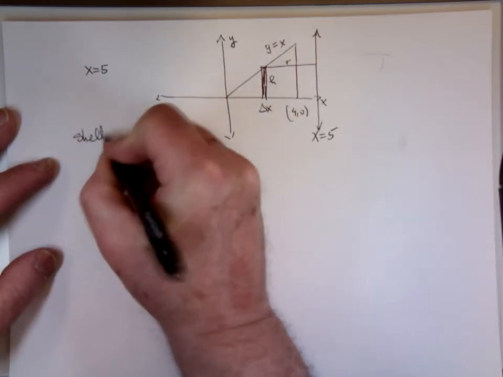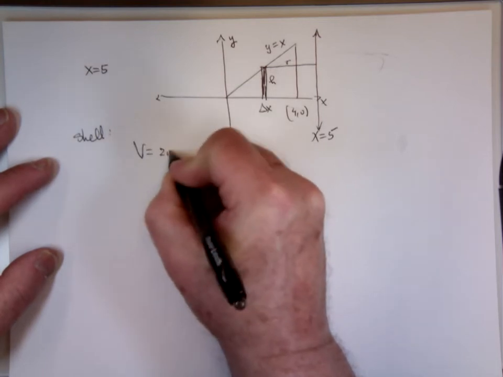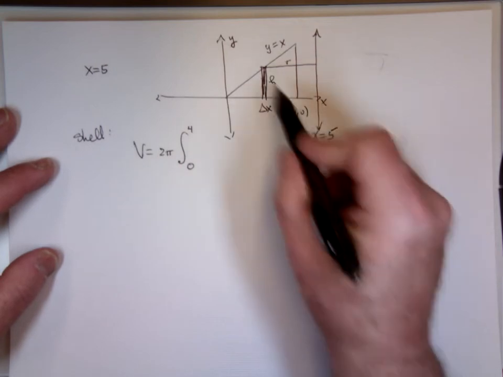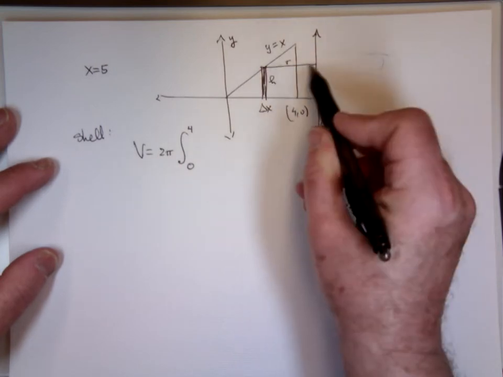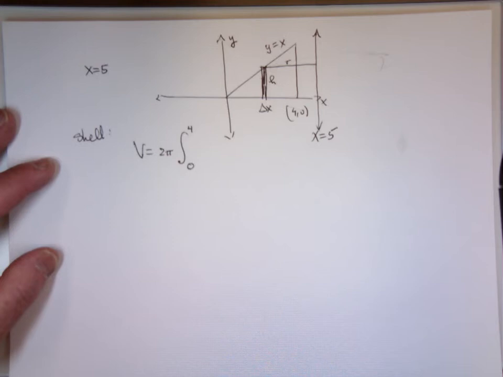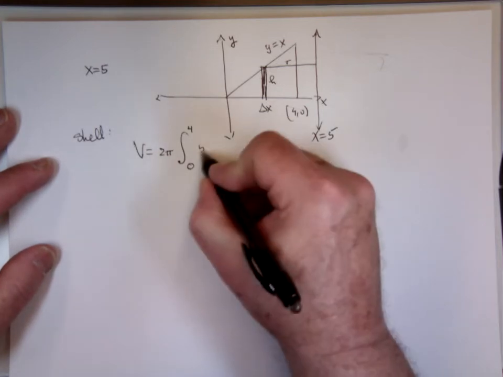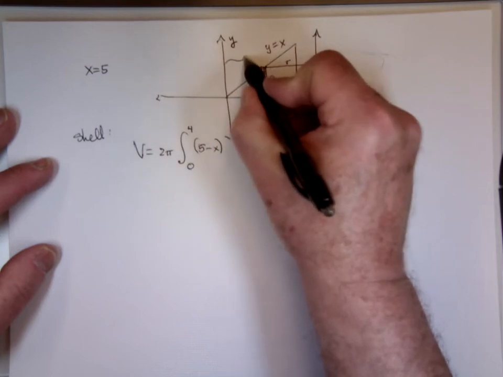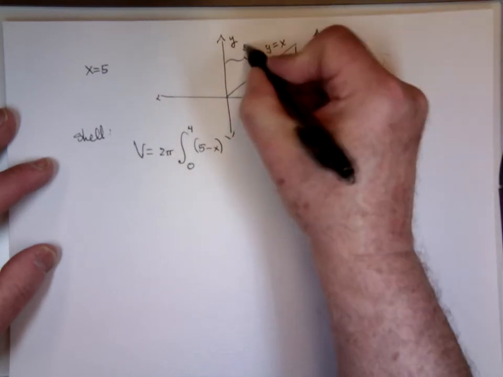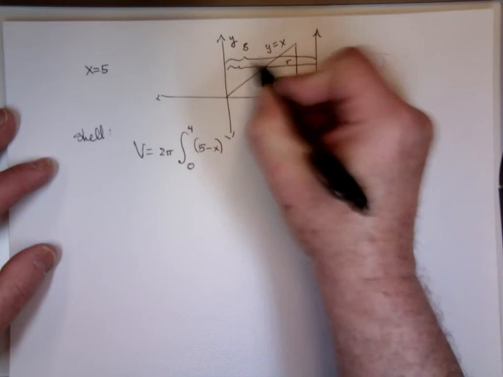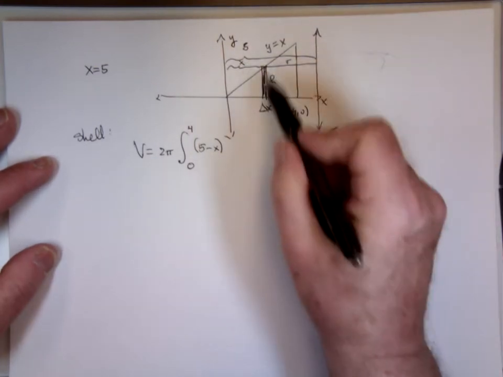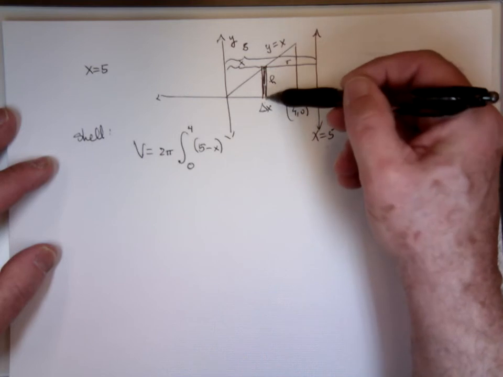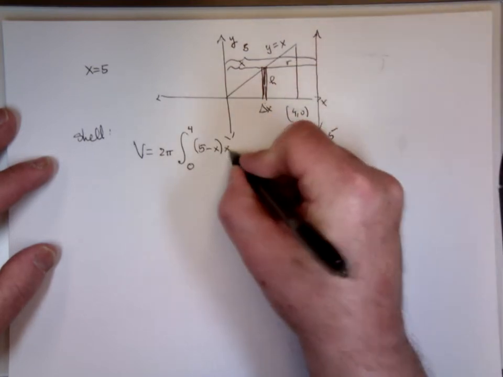Volume, 2 pi, integral 0 to 4. R, this distance. What is that distance? 5 minus x is correct. That's what the R is equal to, 5 minus x. And h, this height, is x. That's it.